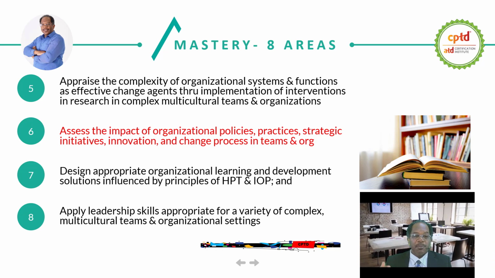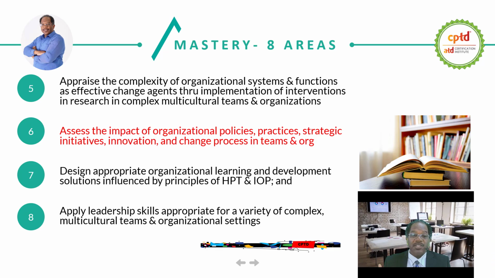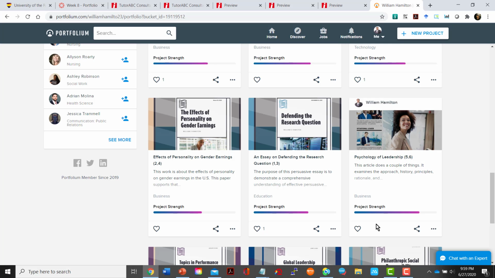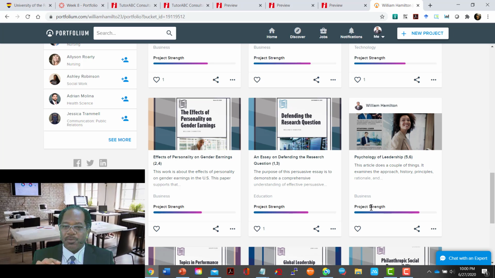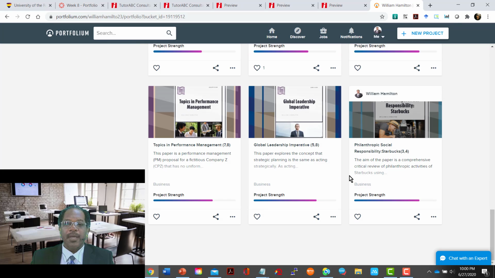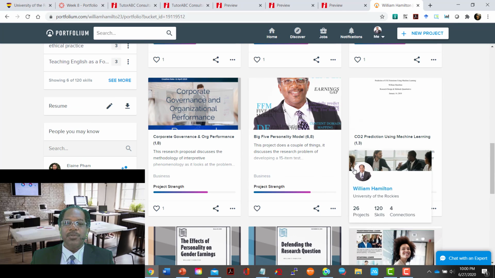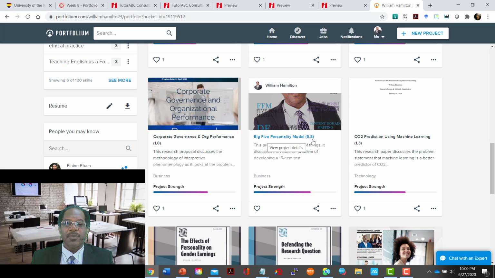Program learning outcome number 6: assess the impact of organizational policies, practices, strategic initiatives, innovation, and change process in teams and organizations. Another complex one. For number 6, I have 2 in here. Again, if you look in all of them, you'll see probably more than 1 or 2, but specifically I highlight the Big 5 personality model as important, and also the psychology of leadership. But here, I'm going to highlight the Big 5. And when you're looking for these online, right after the title you can see 6 and 8. That's program learning outcome number 6 and number 8.